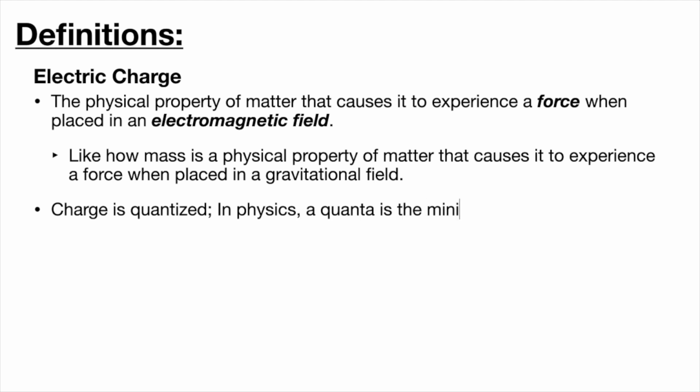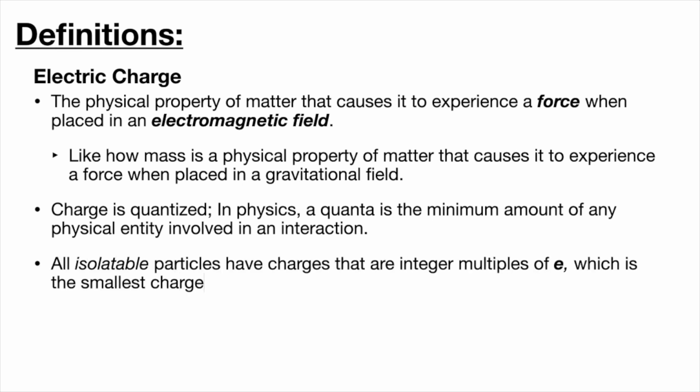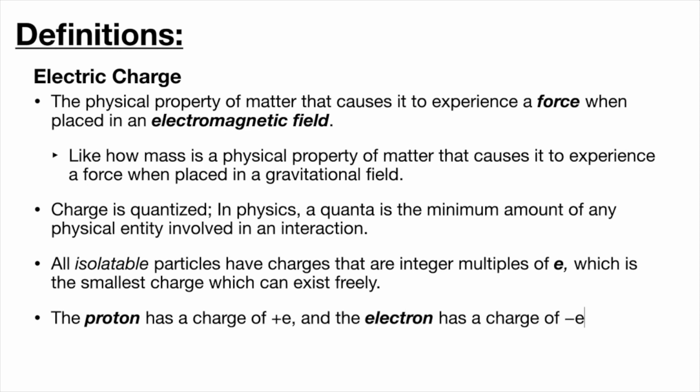Charge is quantized. In physics, a quanta is the minimum amount of any physical entity involved in an interaction. All isolatable particles have charges that are integer multiples of e, which is the smallest charge which can exist freely. The proton has a charge of plus e, and the electron has a charge of negative e.